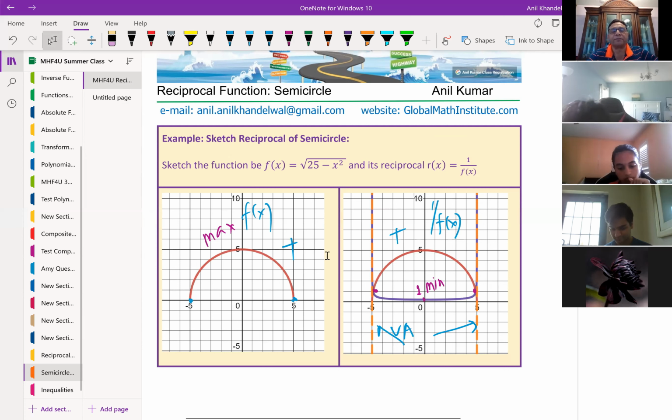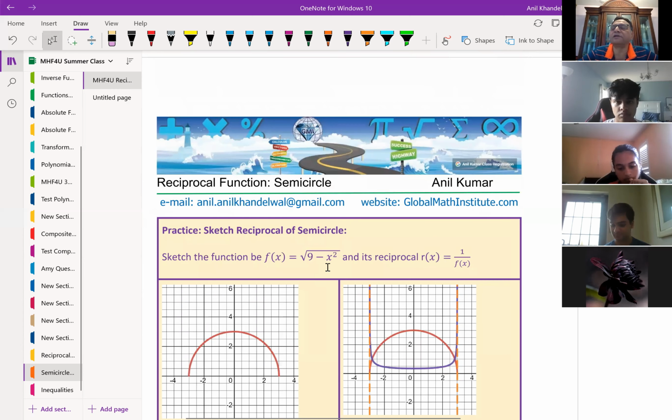Now, as I was saying, we could have any value. Instead of 25, we could have any value. So what you should do now is try out some other function. For example, 9 minus x squared, correct? Just try out some function. How do you sketch it, and how do you sketch its reciprocal? So that brings us to the end of reciprocal.